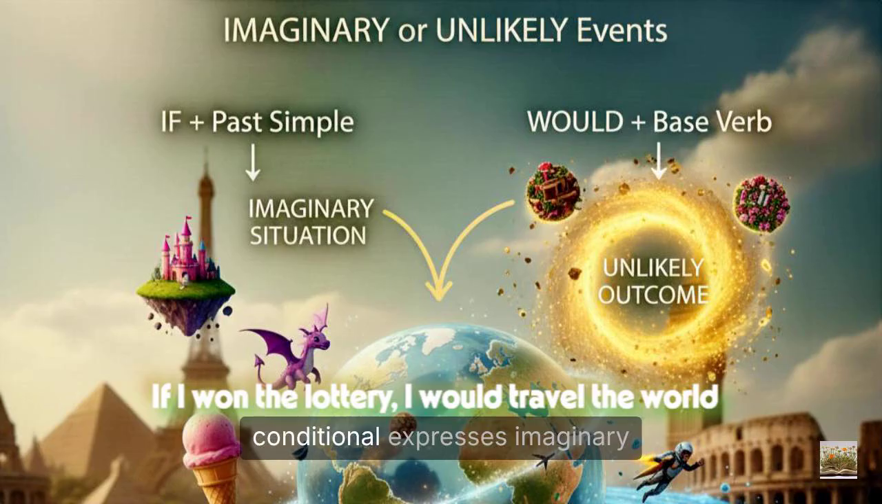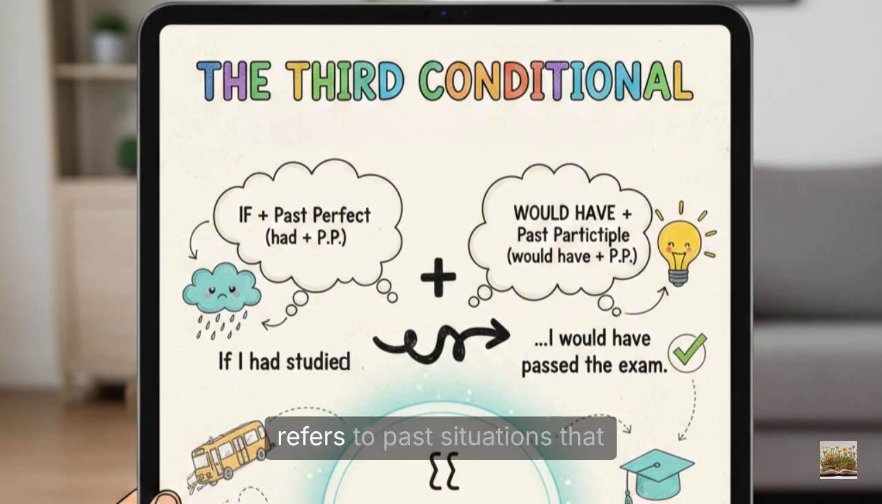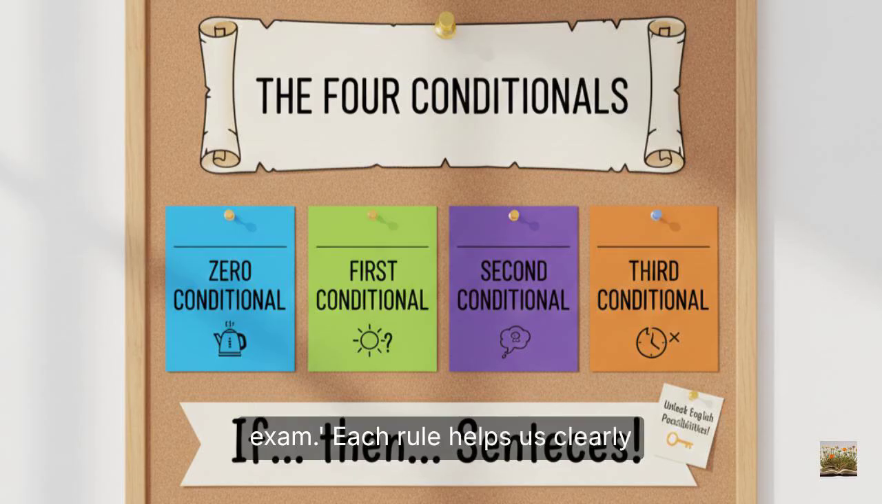The second conditional expresses imaginary or unlikely scenarios in the present or future, often using would, like, if I won the lottery, I would travel the world. Finally, the third conditional refers to past situations that did not happen, conveying regret or hypothetical outcomes. For example, if I had studied harder, I would have passed the exam. Each rule helps us clearly communicate different types of possibilities and outcomes.